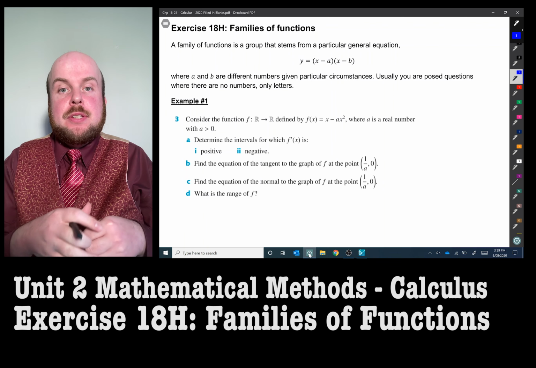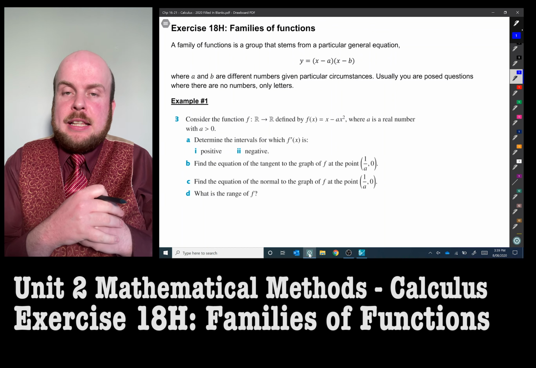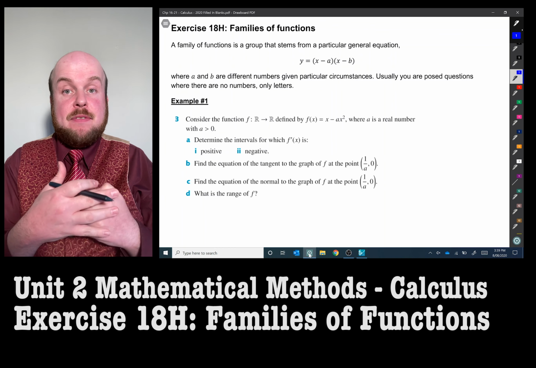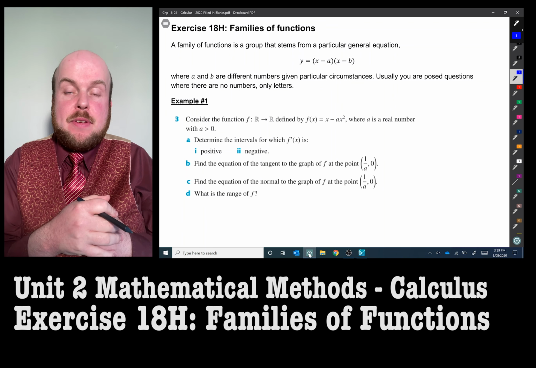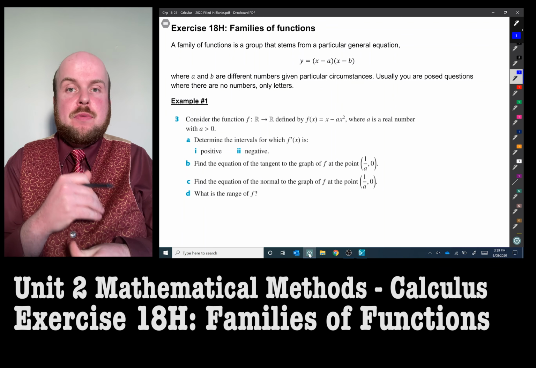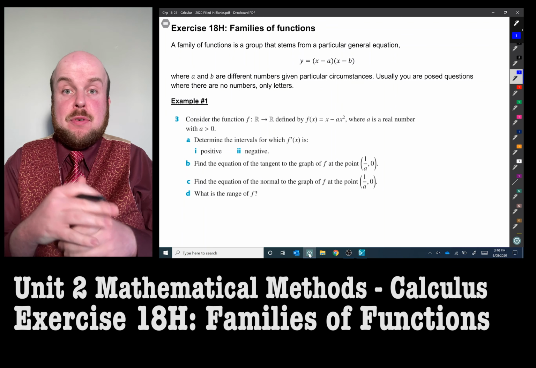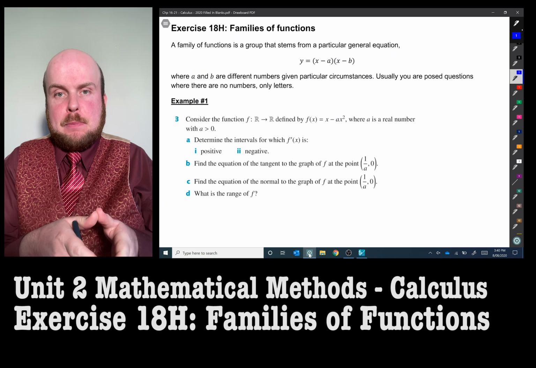functions. So unfortunately, these can get a little bit tricky because you have to have things in terms of A or B, but nonetheless, our previous understandings of solving for derivatives, making it equal 0 for stationary points is still applicable here.